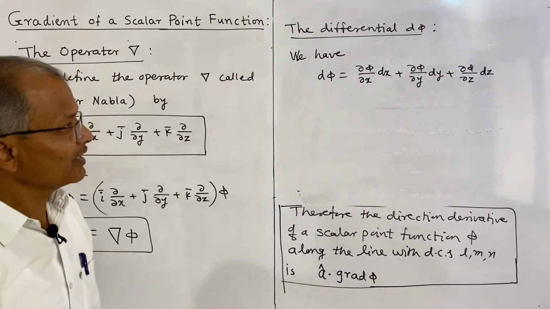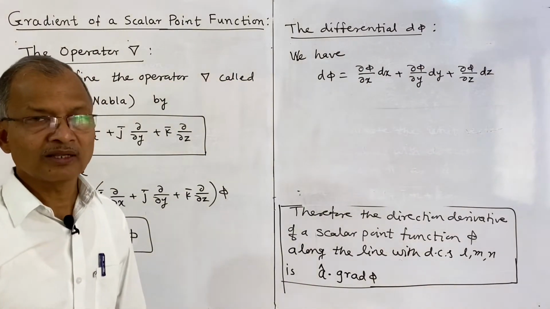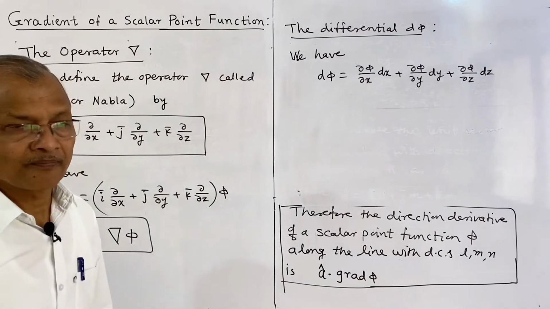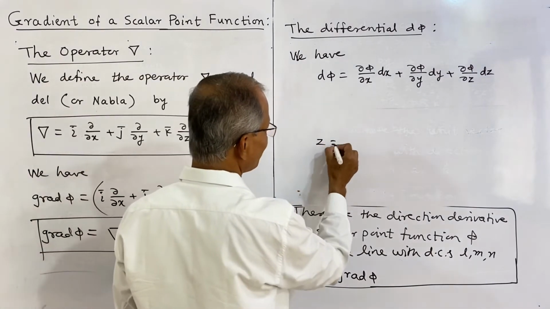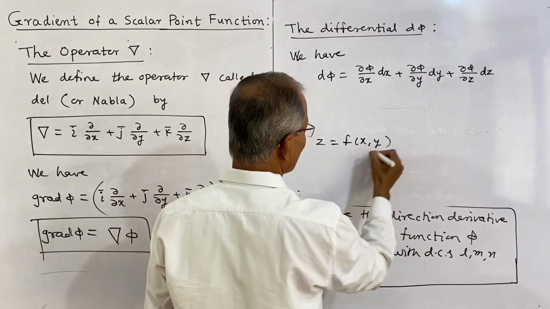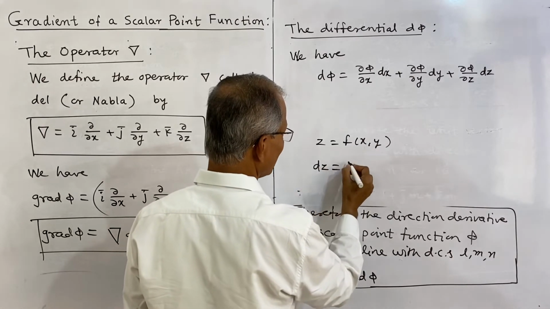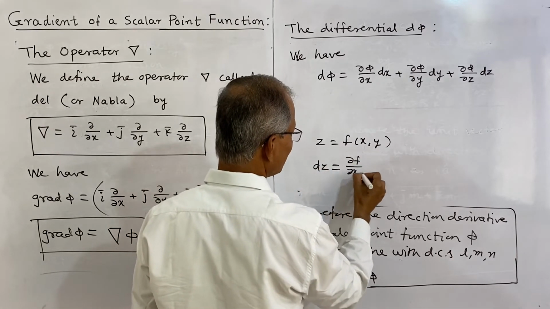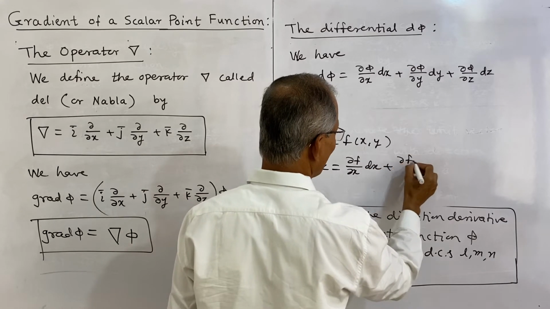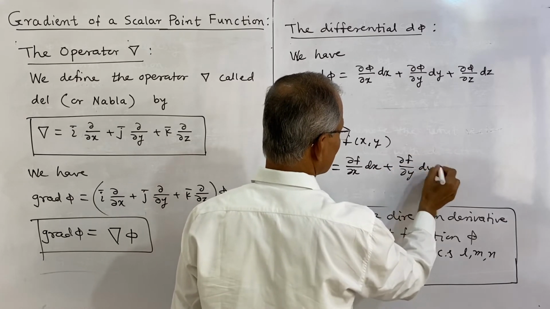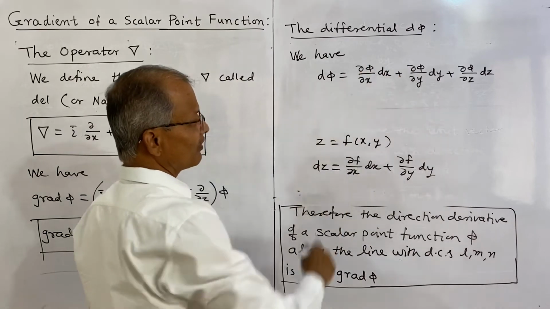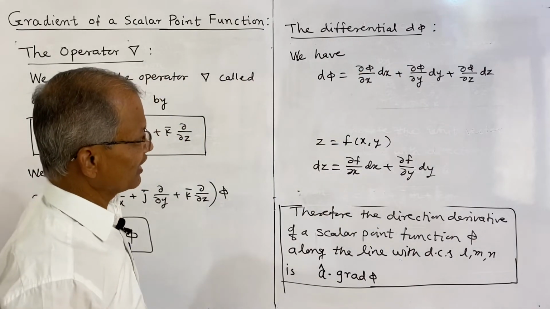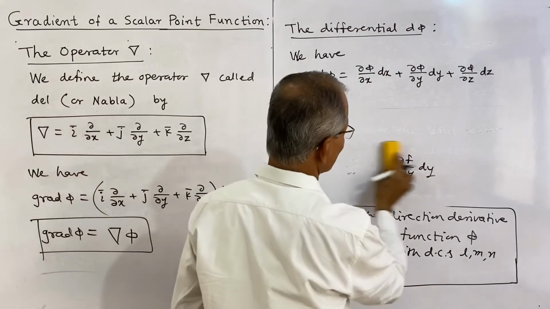So this we have studied in partial differentiation, how to write a total differential. That means if z is a function of x, y, then we write the total differential of z as dou f by dou x into dx plus dou f by dou y into dy, and similarly it is extended for three variables x, y, and z.